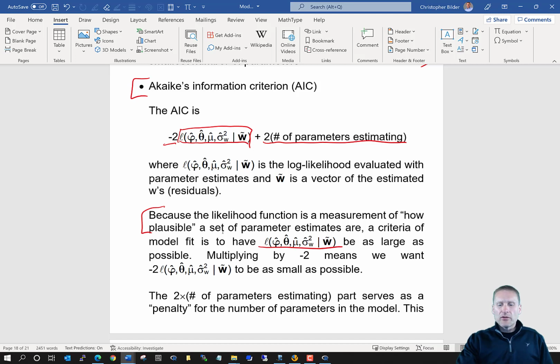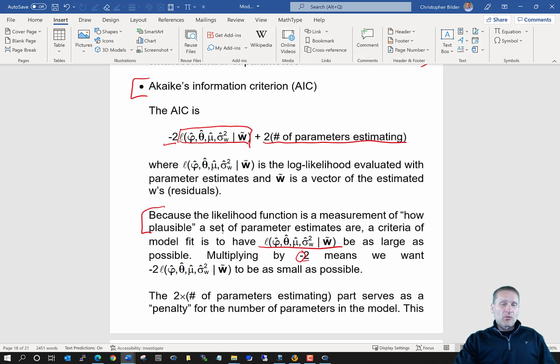But notice what we also do to it. We multiply it by 2. So we would be interested in a 2 times log likelihood function as large as possible. But then we take it times -2. So instead of looking at as large as possible, now what we want to do is look at -2 times the log likelihood function that's as small as possible. That corresponds to the best model.